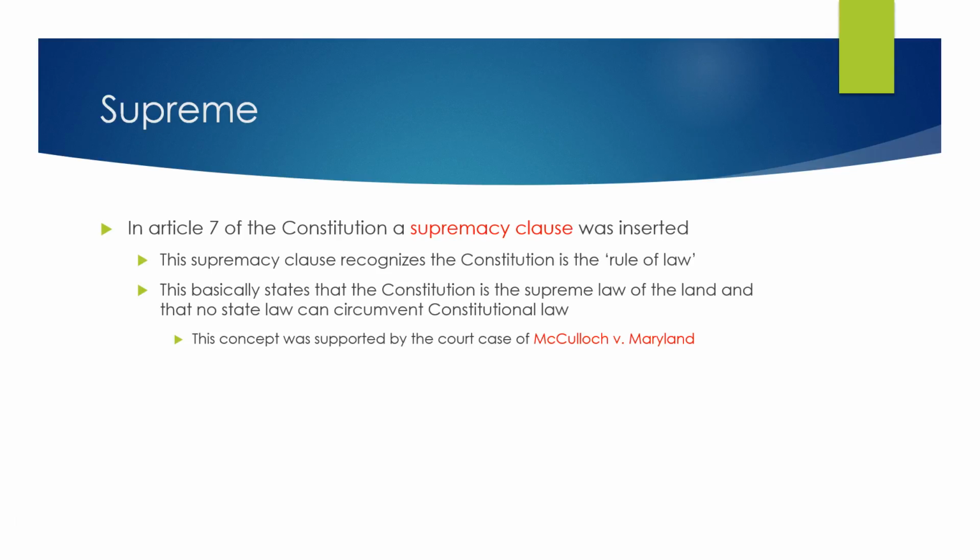This is supported by the court case of McCulloch versus Maryland. In the court case of McCulloch versus Maryland, Maryland tried to impose a law that stated that they would not recognize any banknote that had been created outside of the state of Maryland. Now, this was looked at as being a direct attack on the national bank and any banknotes that they had created. This court case goes all the way to the Supreme Court, and the Supreme Court determines that no state has the power to pass a law that is in contradiction to a federal law.